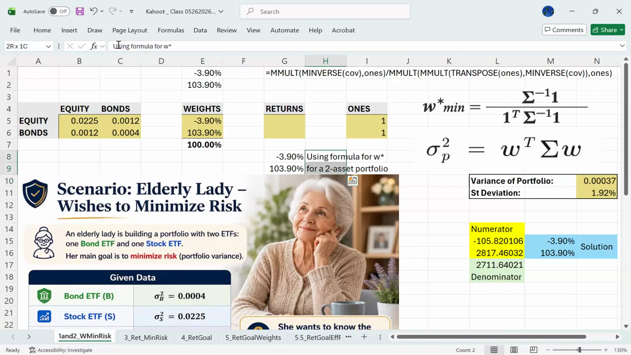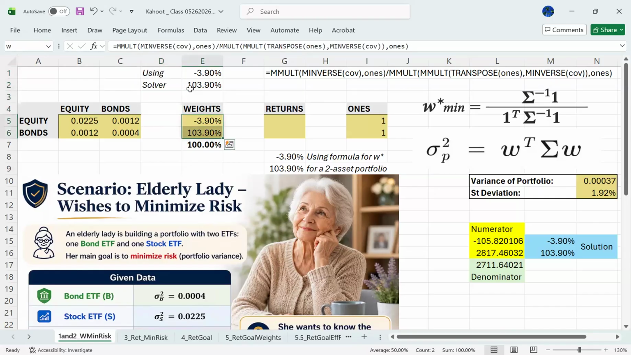Okay, and check, it works. And this was using Solver. So bottom line, I have taken some time just to show that multiple approaches, and this matrix one, lead us to the same place. So these are the weights.